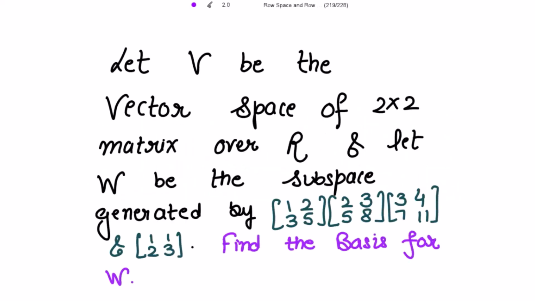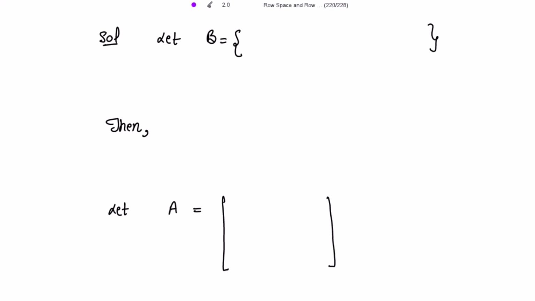Let V be the vector space of 2 by 2 matrices over the reals, and let W be the subspace generated by these given matrices. We have to find the basis for W. For that, let's first write the standard ordered basis for the vector space of 2 by 2 matrices.